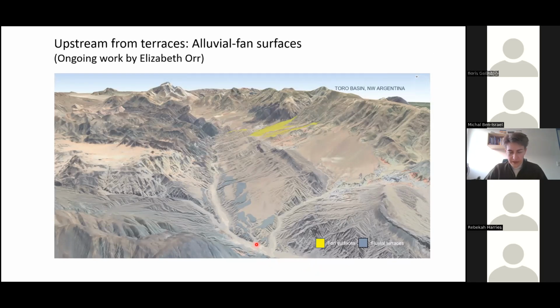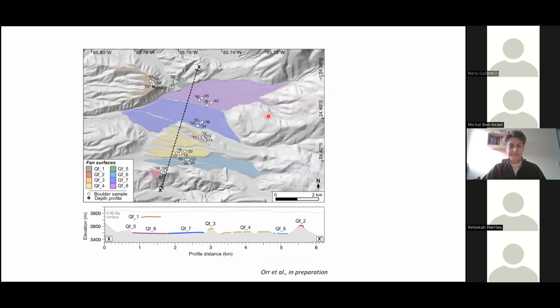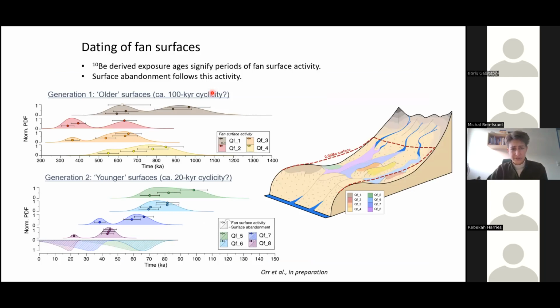Now, where Steffi was working is in this downstream portion of the Toro Basin. Lizzie Orr traveled a little farther upstream to a series of alluvial fans, and she's also dated those. So first of all, Lizzie found that there looks to be two generations of surfaces. There's a higher generation, which she's colored in these warmer colors. So there's brown, red, orange, and yellow, and there's a younger generation in these cooler colors. She also dated these surfaces using beryllium-10 ages on boulders. And here are the results.